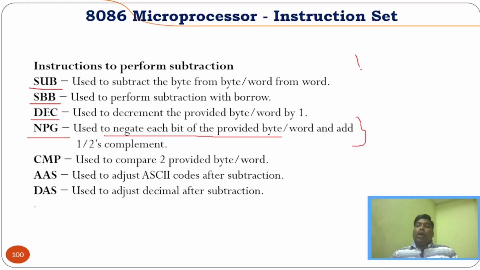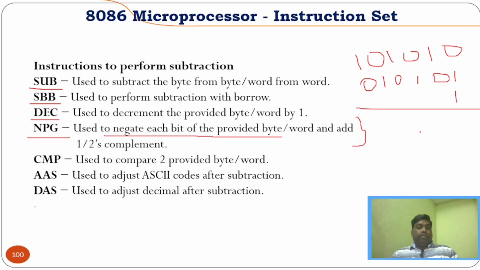What it will do is, whatever byte that is present, it will convert each and every bit to the complement form. That is, if it is 1, it will become 0, and if it is 0, it will become 1, right? Like that, it converts and it will add 1 at the last. So that is nothing but a 2's complement operation, right?